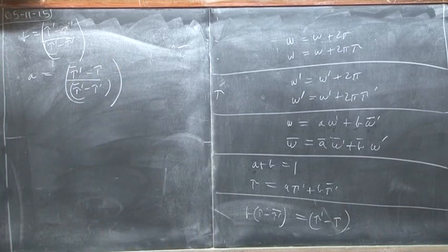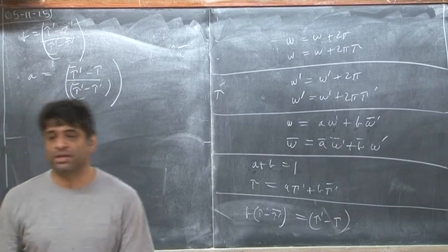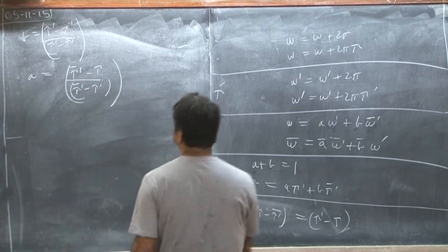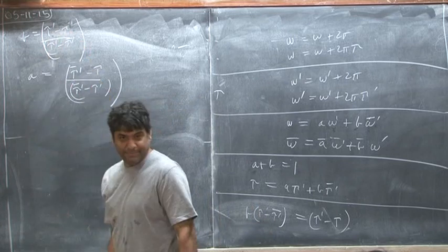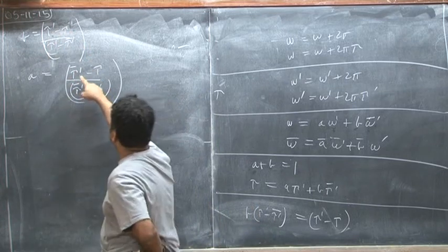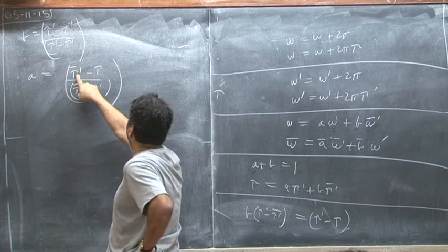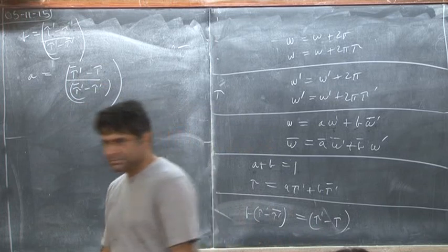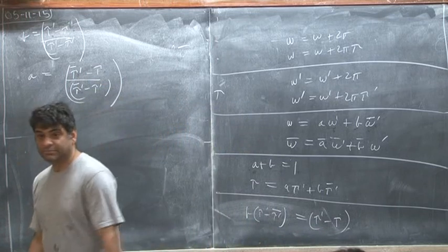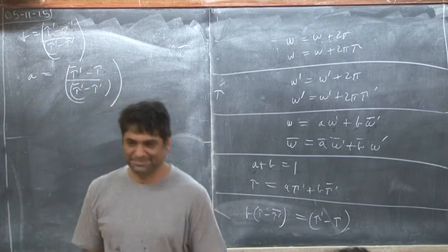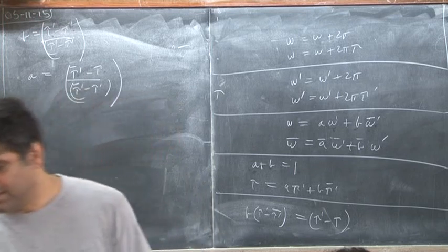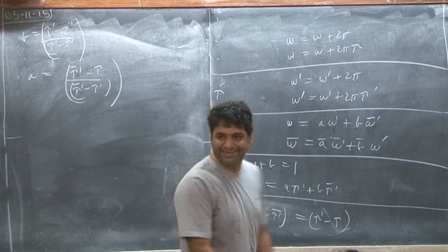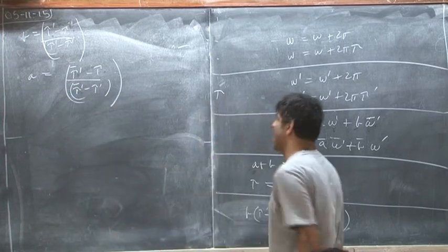Let's check. Suppose tau' is equal to tau. Then we should get a is equal to 1 and b is equal to 0. If tau' is equal to tau, b is 0, and a becomes tau bar minus tau over tau bar minus tau, which works. So what did I check? I checked that I get the identity: a was 1 and b was 0 if tau' was equal to tau, as it had to be.